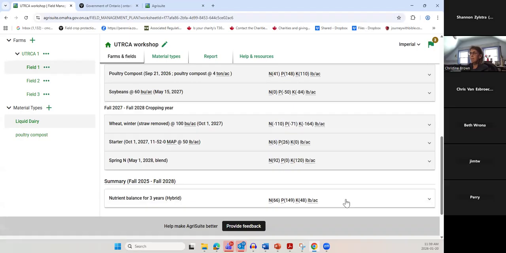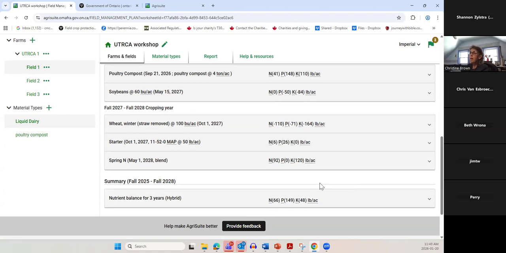So if I look at the balance over the 3 years based on what we've done, we've got nitrogen at a little bit more than what's required for the recommendations. We're adding enough phosphorus that we're going to build our soil test a little bit. Potash, we're still pretty low. If we added more potash, that wouldn't be a bad thing.